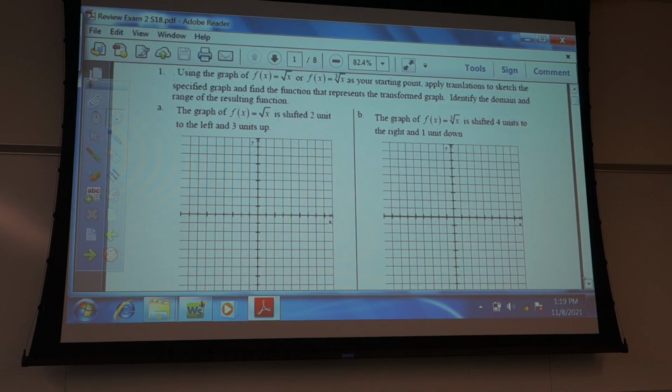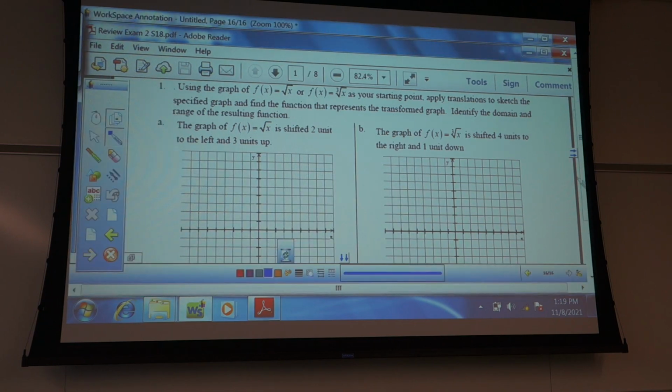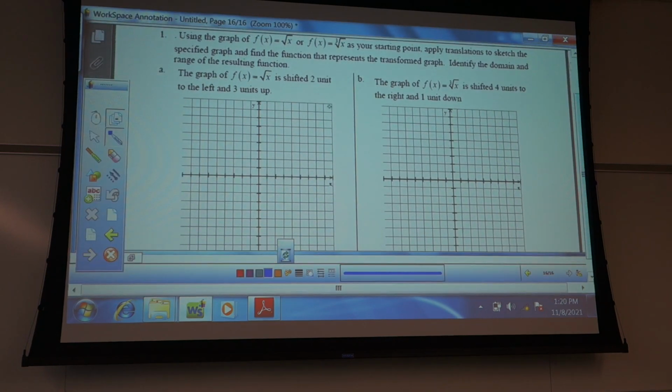Use the graph of f of x equals square root of x, or f of x equals cube root of x, as your starting point. Translate them. Okay, so we're going to go 2 to the left and 3 up. So remember, we start at 0, 0, and I'm going to go 2 to the left and 3 up. Here's going to be my new origin right there. Everybody with me on that part?